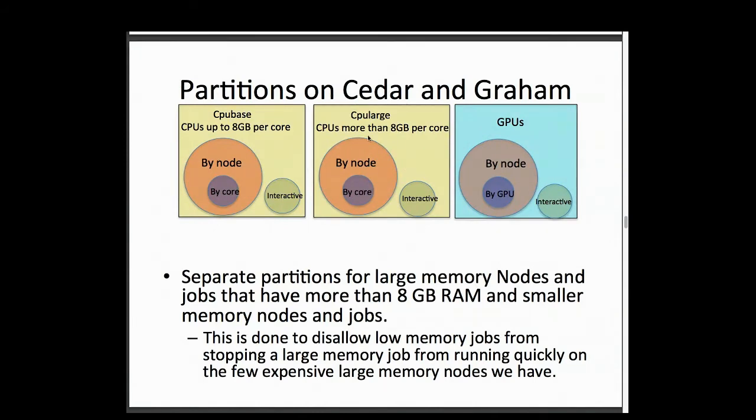This is done so that small memory jobs shouldn't be running on those really expensive large memory nodes. But we didn't quite want to have 7 different types of partitions. So we've basically consolidated it into regular CPU ones, CPU base, CPU large for large memory ones, and GPUs.